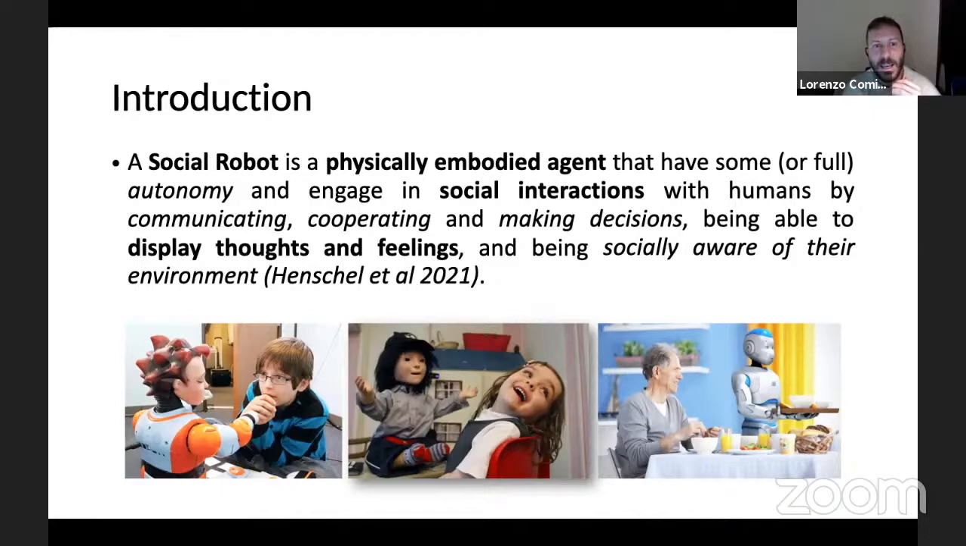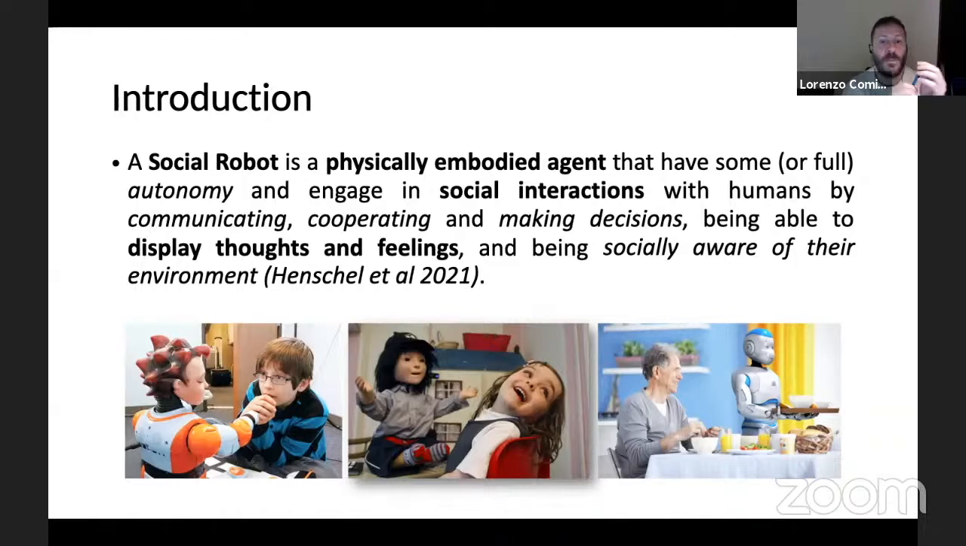It highlights, and I like this part, the fact that the agent, to be defined as a social robot, has to be physically embodied, has to be autonomous to a good degree, and has to engage in social interactions with humans by communicating, cooperating, and making decisions. So it has to be able to display thoughts and feelings as humans do.